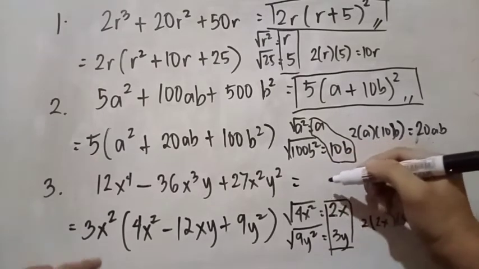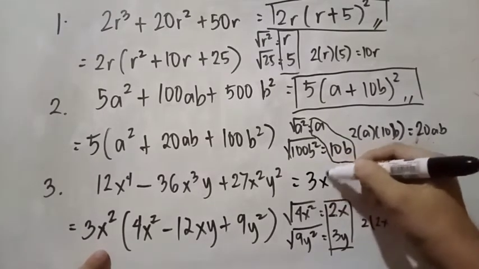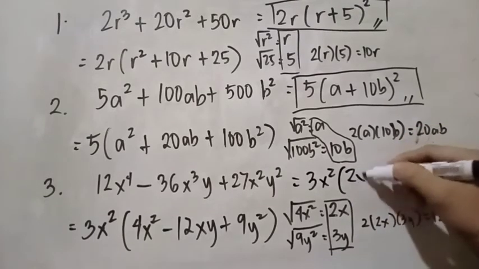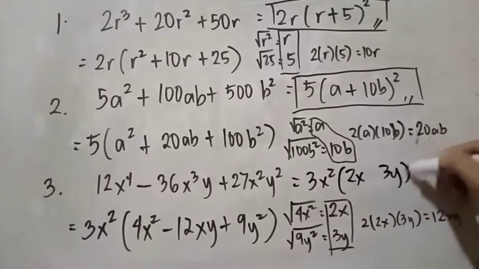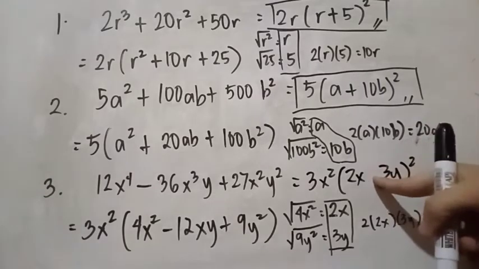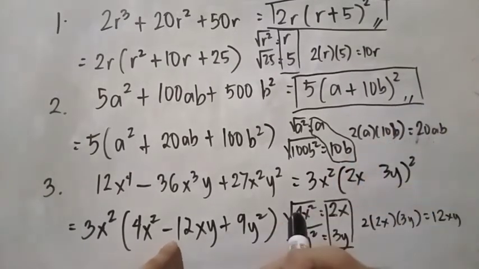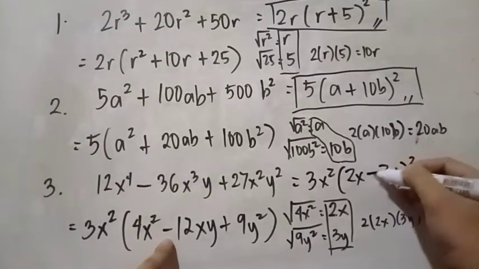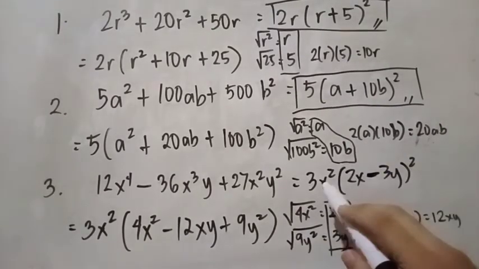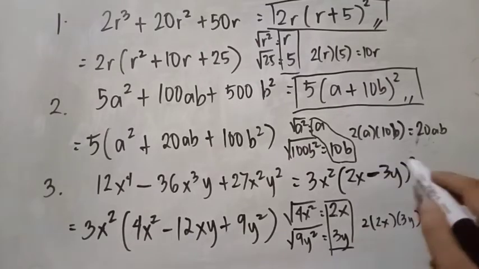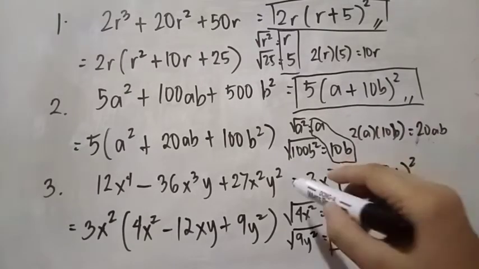So isulat muna natin yung common factor na 3x squared. Tapos ayan na, we have 2x and 3y and then squared. So, ano bang magiging sign nito? Yan yung sa middle term, okay? Which is negative. So, we have 3x squared multiplied by 2x minus 3y quantity squared. And this is the answer.